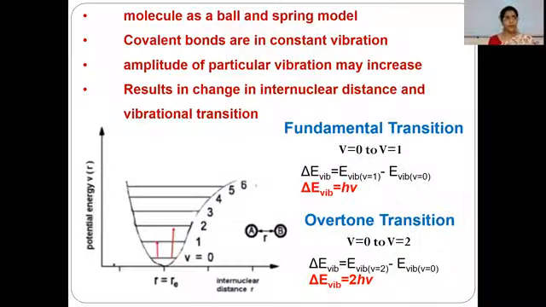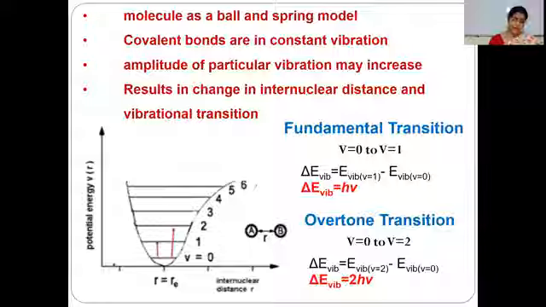Since a molecule represents a ball and spring model, it means the covalent bonds present in a molecule between the atoms are in constant vibration. When we apply radiation or energy, the amplitude of a particular vibration may increase. That means by absorbing energy, amplitude of a particular vibration may increase. This results in the change in internuclear distance and vibrational transition.